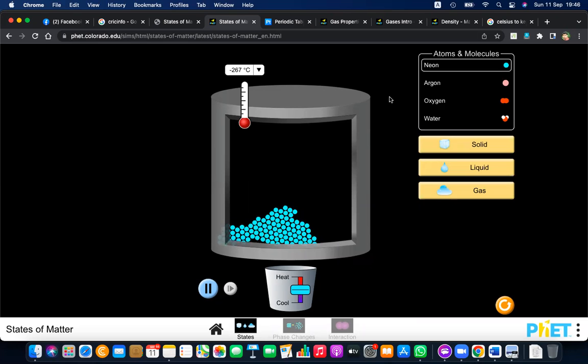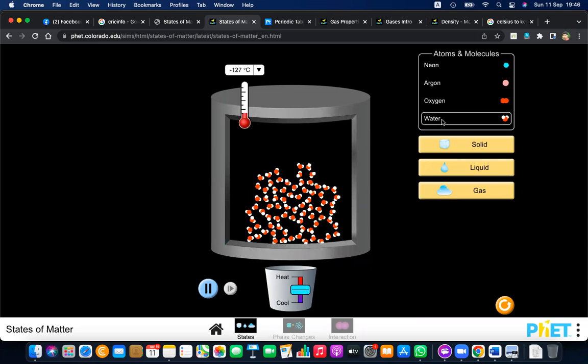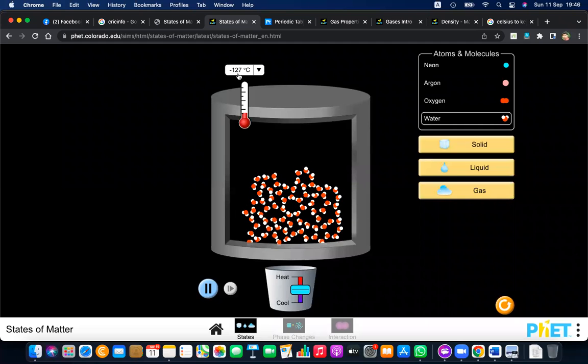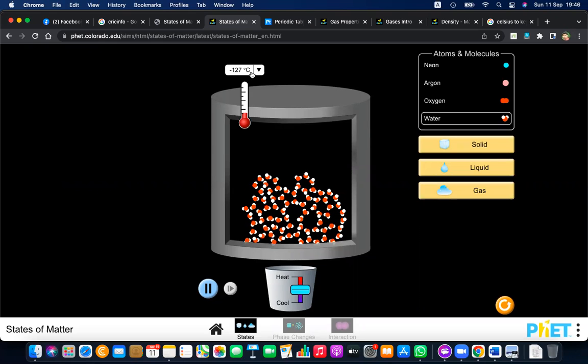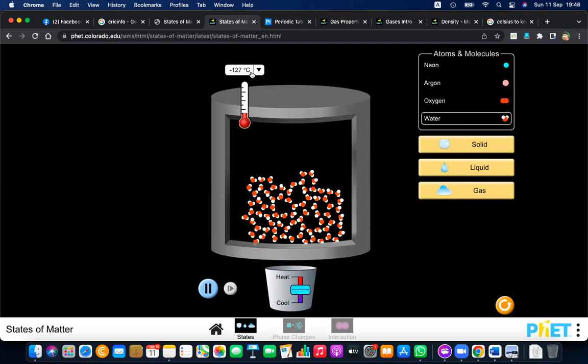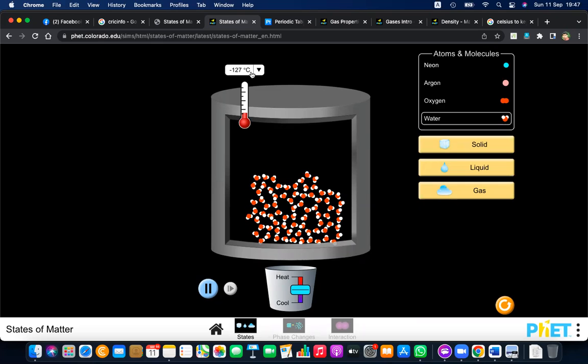So let's see with a familiar material like water. So this is, you can see, 127 minus degrees Celsius. What can you see? Is it solid, liquid, or gas? This is 127 degrees Celsius, but minus. Yes? Liquid. This is water. When you drop the temperature to 0 Celsius, what will happen?